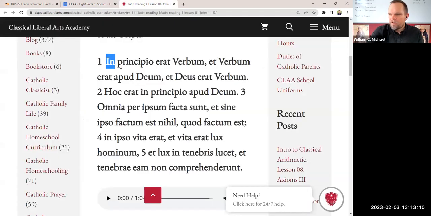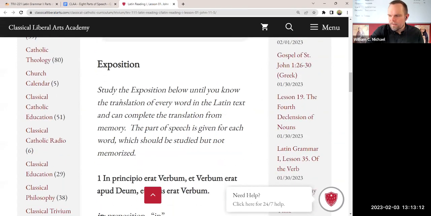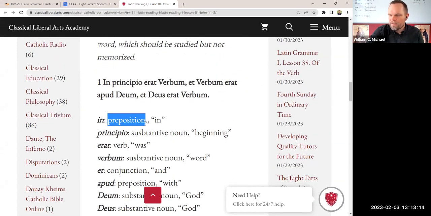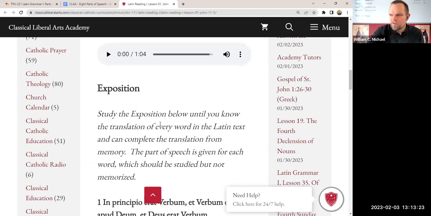So now, not only do you know that it's a preposition, you also know why it's a preposition. Okay, so in is a preposition.